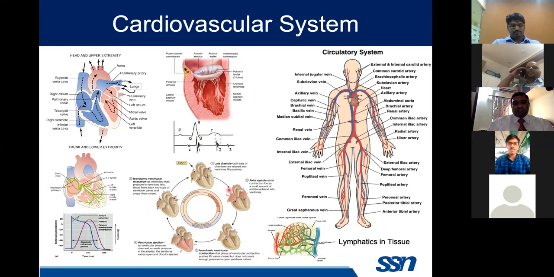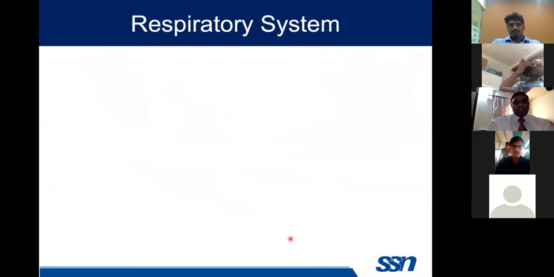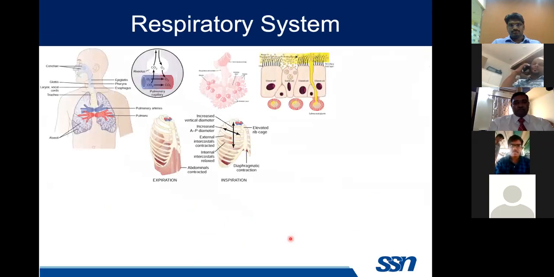So this is the cardiac cycle, and then the lymphatics inside the tissue, just to show you the lymphatic system. There is a third system of blood vessels which are more leaky, and these leaky cells remove larger materials from the tissue. Then the respiratory system, it has two major functions.